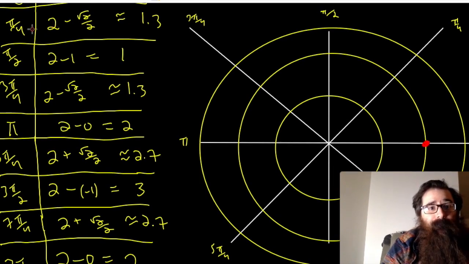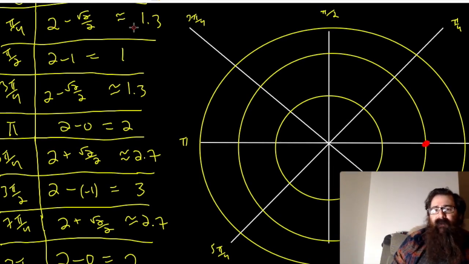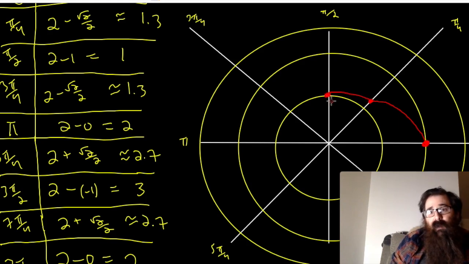But then at pi over 4, I have about 1.3, and I have to guesstimate where this is, somewhere between 1 and 2, closer to 1. So that's about where 1.3 is, and I can connect with a smooth curve. And then at pi over 2, it should give me 1, so on this innermost circle, I want to connect to that. The graph isn't going to be perfect, but it's going to be good enough for what I'm using it for. And then at 3 pi over 4 should be about 1.3 again, so about there.